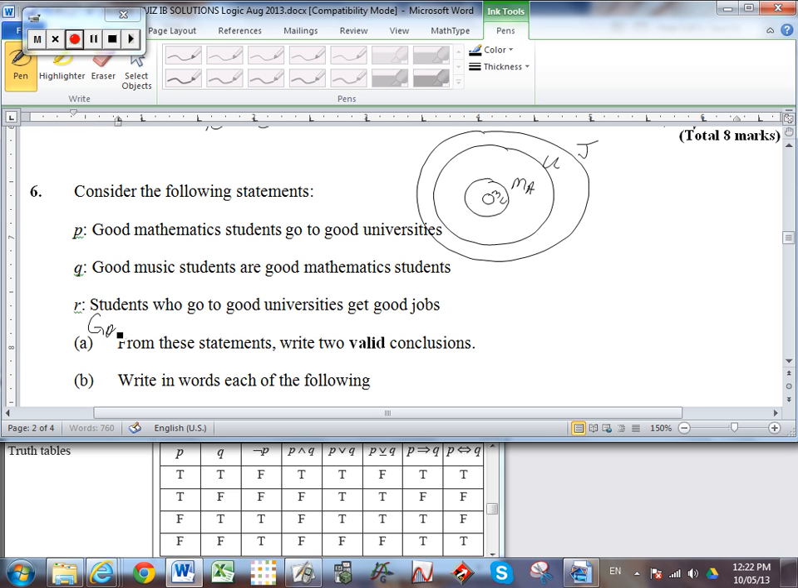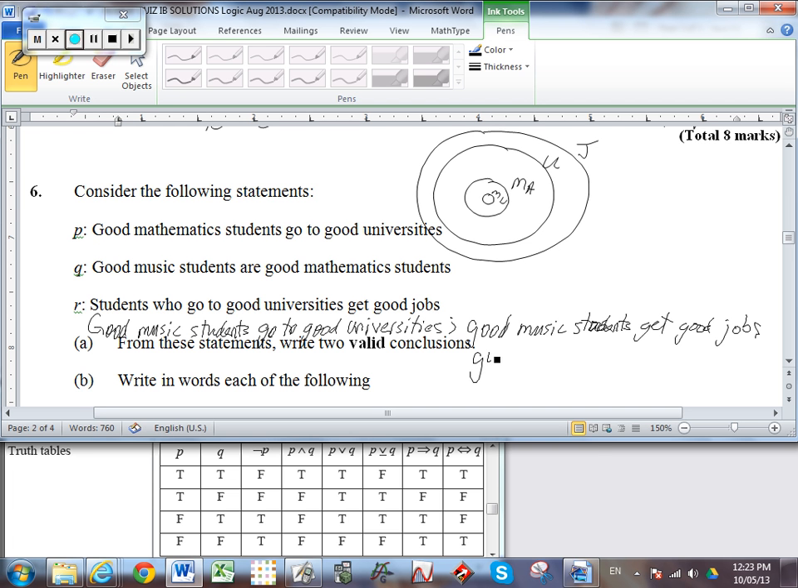Okay, so good music students go to good universities. Another one that's entirely contained that we haven't yet discussed is that good music students are entirely within the good job circle. So another possible conclusion would be that good music students get good jobs. And there's a third one still, that the good mathematics students get good jobs. Now you only of course have to include 2 of these 3.